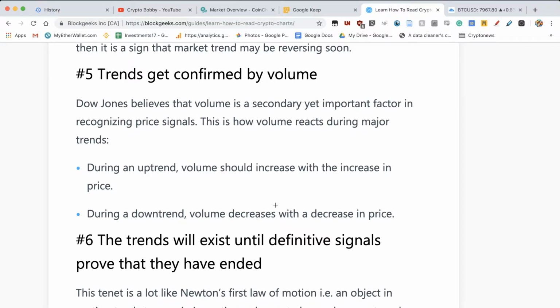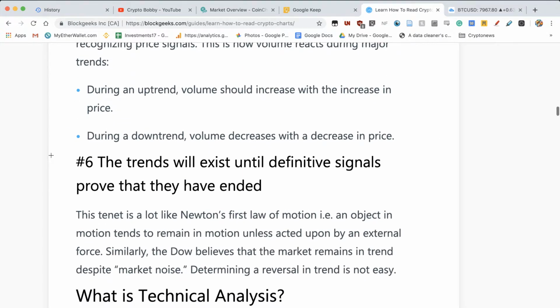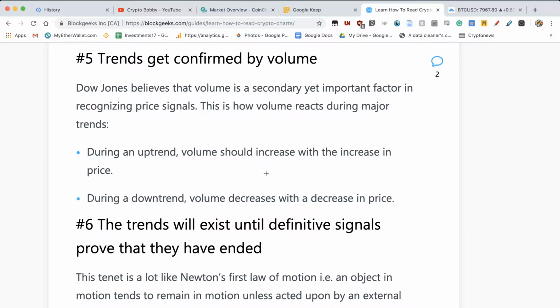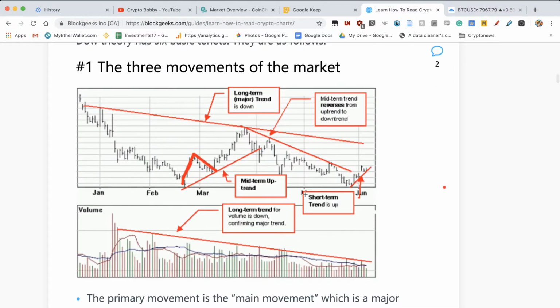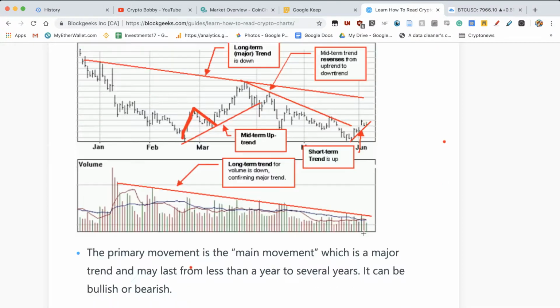Trends get confirmed by volume. So Dow Jones believes that volume is a secondary yet very important factor in recognizing price signals. So during an uptrend, you want increasing volume constantly, and during a downtrend, the volume decreases with a decrease in price. Like we saw that before on this chart here, and here the price is decreasing, and you would want to see the same thing when the trend is going up. You want to see an increase in volume, also with such a slope, but more of a bullish slope.